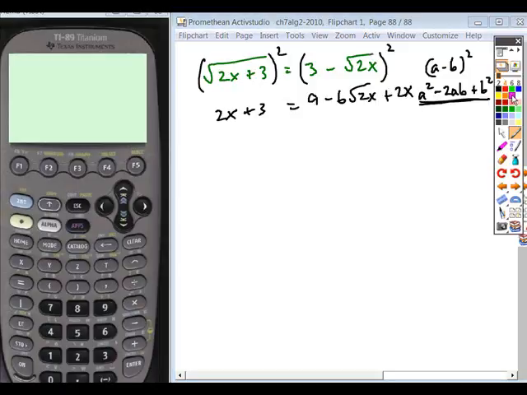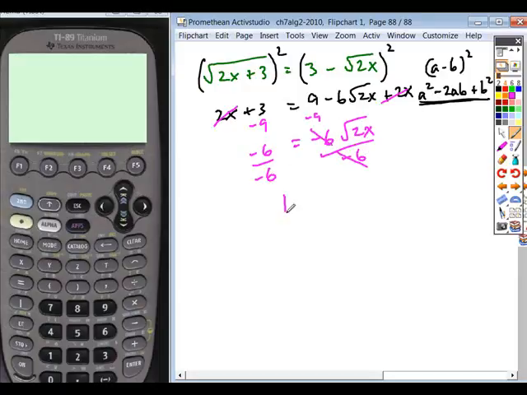And so you have to repeat the process. Subtract the 2x from both sides. Subtract the 9 from both sides. And we get negative 6 is equal to negative 6 root 2x. Isolate your radical again. So negative 6, divide both sides. We get 1 is equal to root 2x.